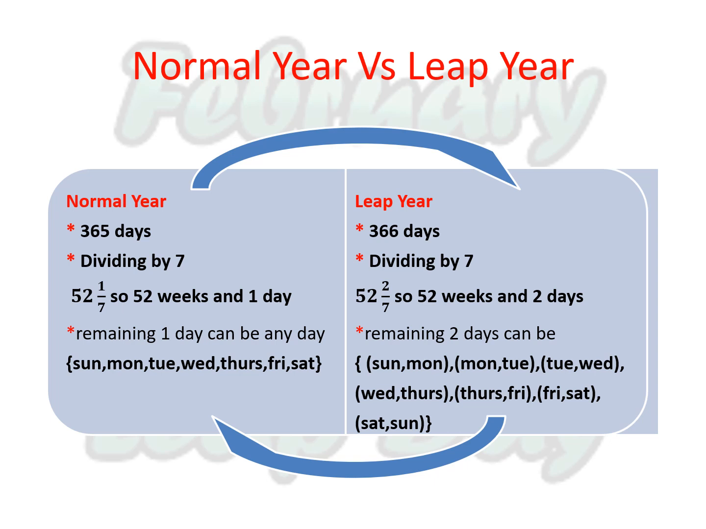While in a leap year we will be left with 2 days. So the remaining 2 days can be in pairs. That is Sunday-Monday, Monday-Tuesday, Tuesday-Wednesday, Wednesday-Thursday, Thursday-Friday, Friday-Saturday or Saturday-Sunday.